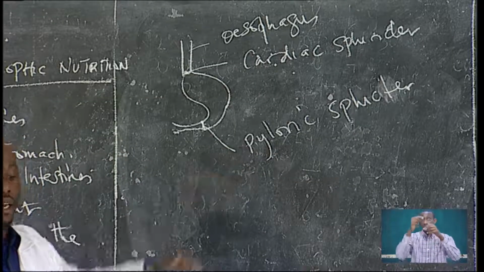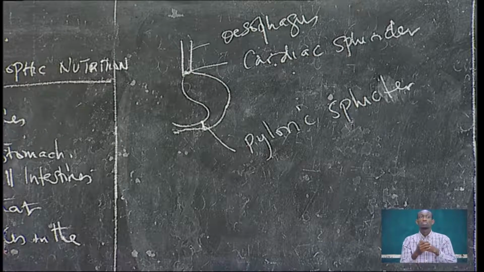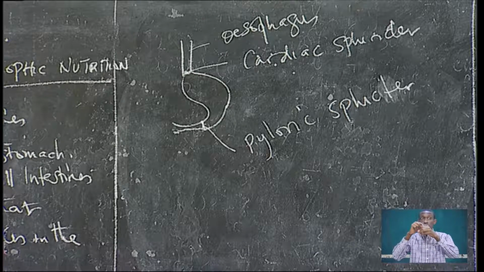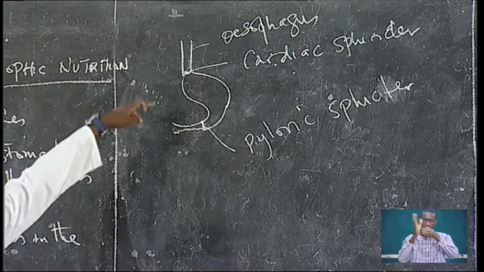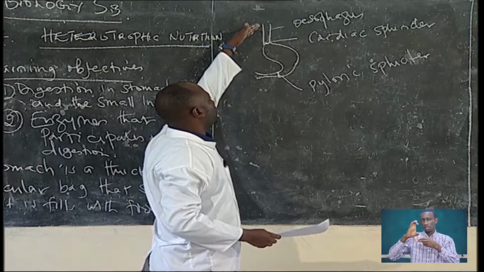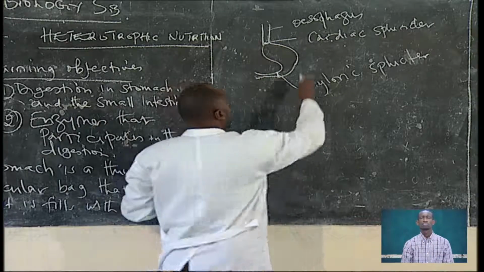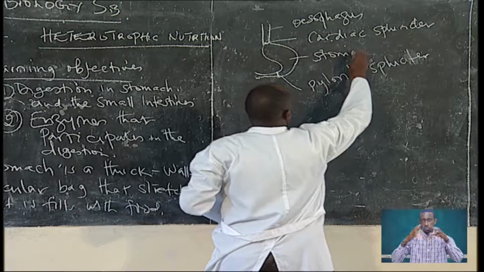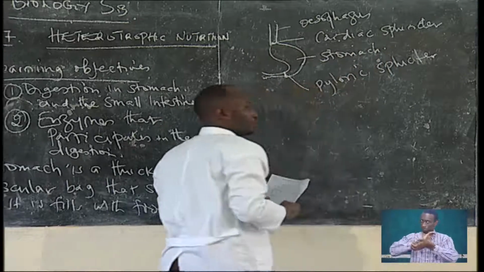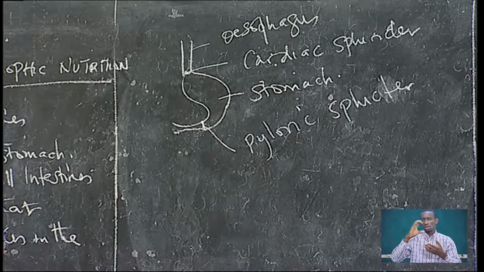I can say the ring of muscles called the cardiac sphincter is found at the point where the esophagus opens into the stomach. So at the opening of the stomach, we have a cardiac sphincter. It opens and food is going to move from the esophagus to the stomach. I can say this is the stomach. We can call it the stomach or the gastric gland.